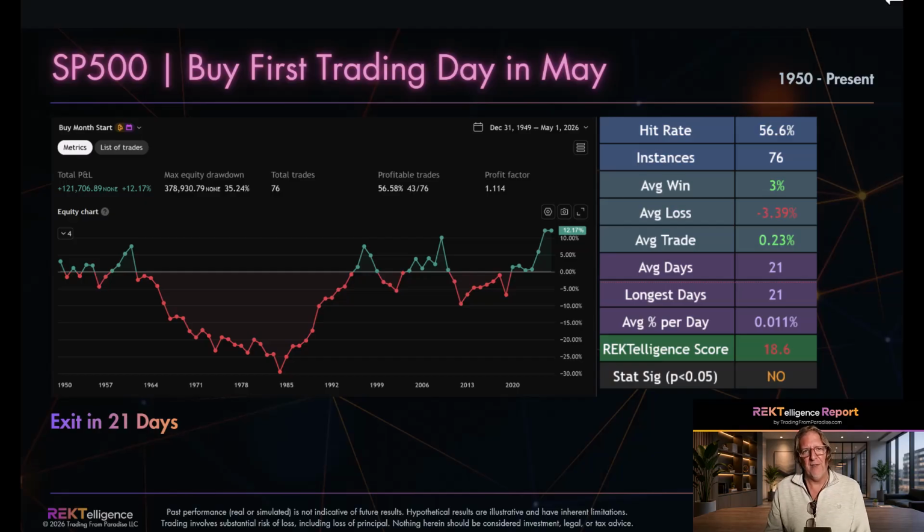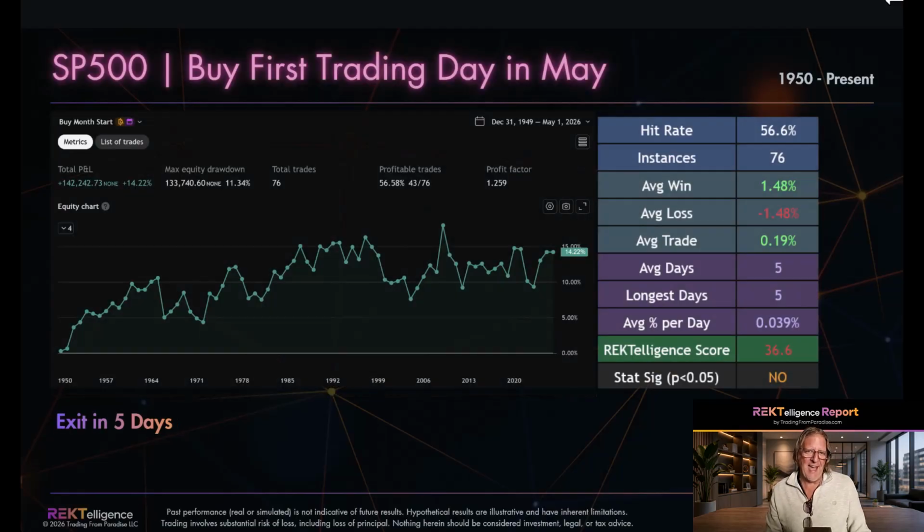Average win for May, 3%. Average loss, negative 3.39%. But the hit rate or win rate here is above 50%, so it's better than a coin flip, 56.6%. It's a very modest average return over this whole time period for May of positive 0.23%.